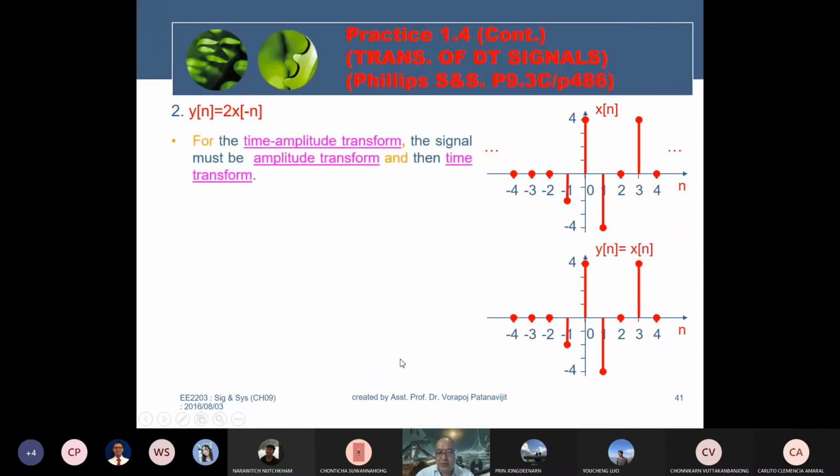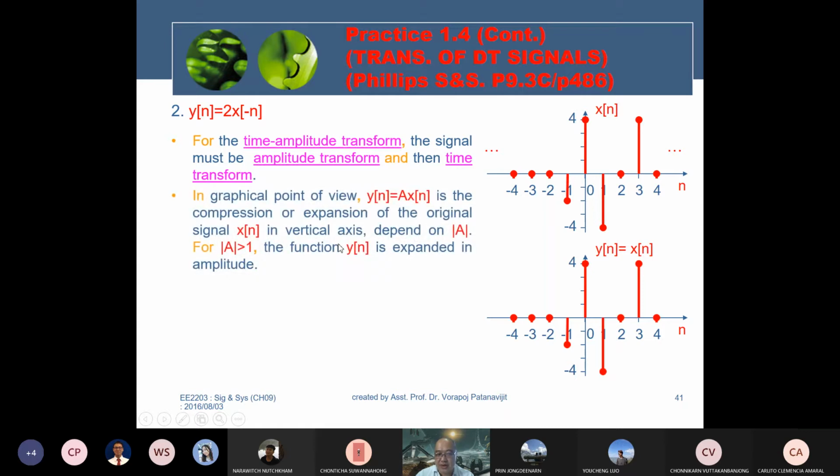Okay, we proceed to the amplitude scaling first. From the graphical point of view, y[n] equal to a x[n] is the compression or the expansion of the original signal x[n] in the vertical axis, depending on the absolute value of a. For absolute a greater than 1, the function y[n] is expanded in amplitude. You can see that we change the scaling from 4 to 8. We amplify it 2 times. And the next step, we take the time reversal.